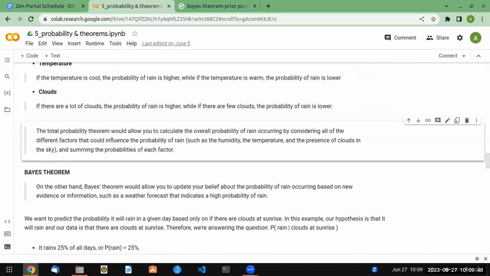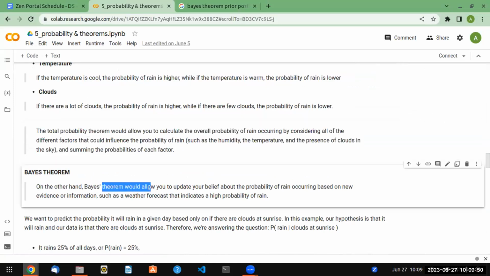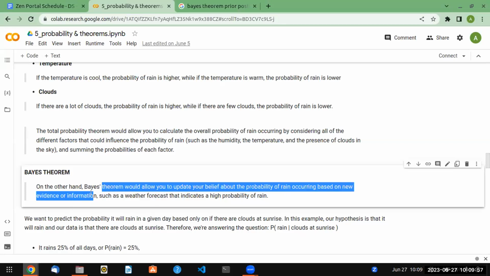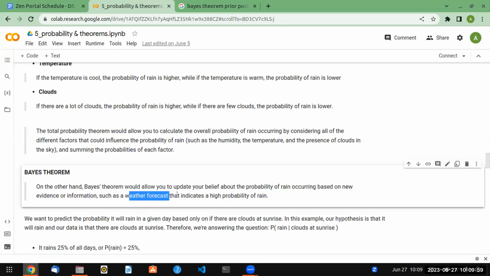Now, Bayes theorem, on the other hand, would allow you to update your belief about the probability of rain occurring based on a new evidence or information, such as a weather forecast that indicates a high probability of rain. There's a new evidence that you got. Based on that evidence, you are saying. Now here, the evidence I am going to use, I am going to predict.